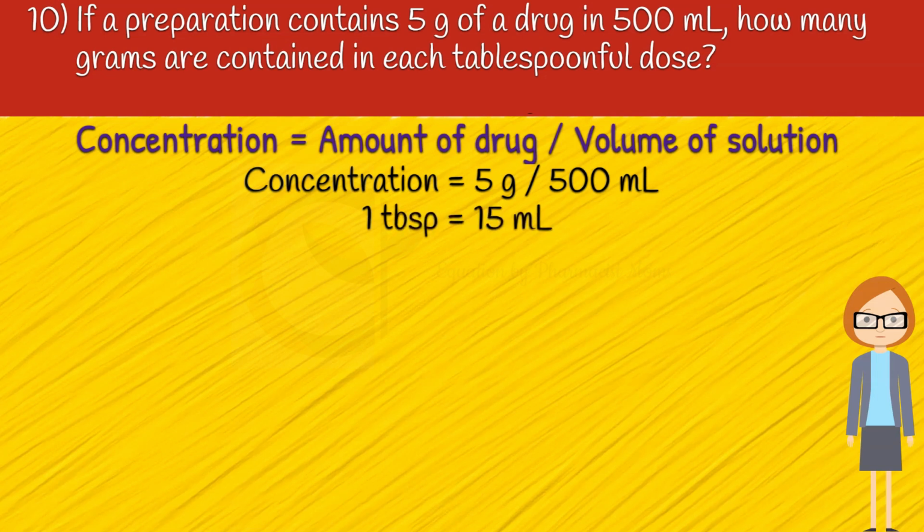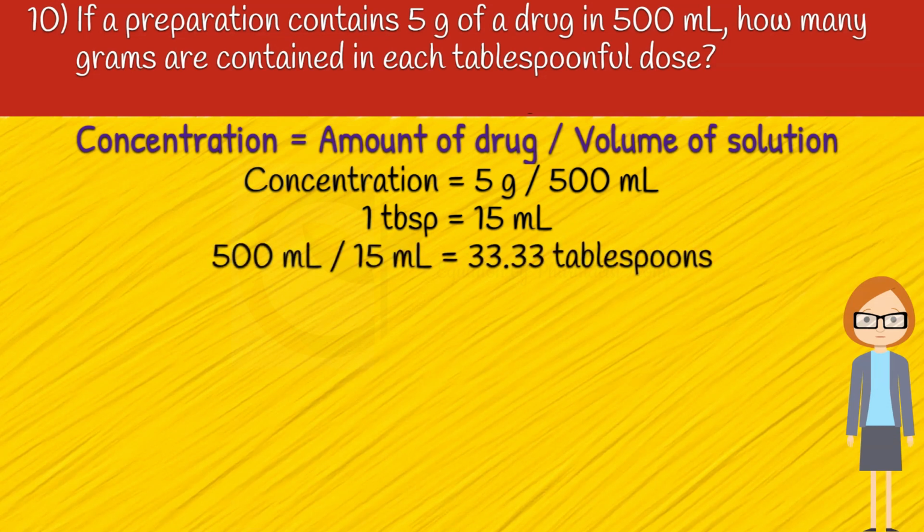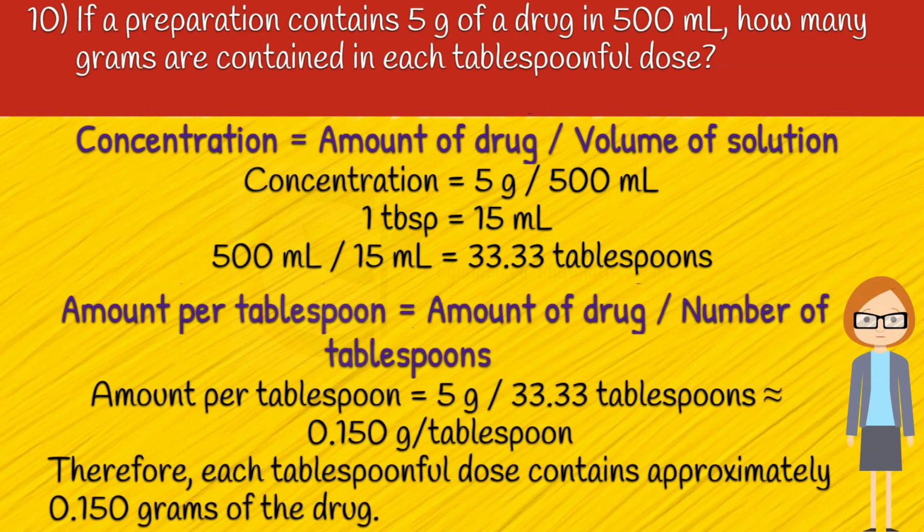Now, let's convert milliliters to tablespoons. Since 1 tablespoon is equal to 15 milliliters, to find out how many tablespoons are in 500 milliliters, we divide 500 milliliters by 15 milliliters. There are 33.33 tablespoons in 500 milliliters. Now, to find out how many grams are contained in each tablespoonful dose, we divide the total amount of the drug by the number of tablespoons. Therefore, each tablespoonful dose contains approximately 0.150 grams of the drug.